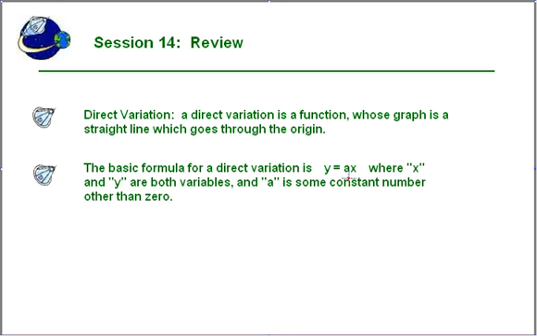What would happen if a were 0? Well, 0 times x would be 0, and y would have to be 0 as well, and it actually ends up corrupting the formula. So a can be any constant number other than the number 0. Okay then, that'll wrap up session 14 on the direct variation.